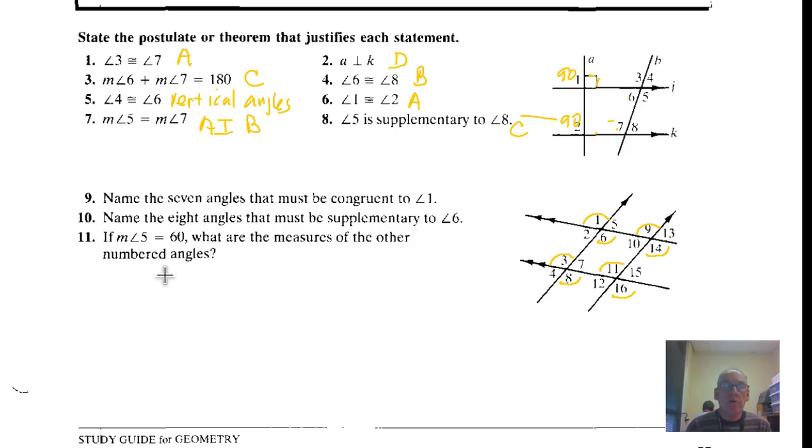So they want us to name those. So we'll do it down here. We've got angle 1 as our reference angle, but we don't have to really do number order, but try to do number order. We've got angle 3, angle 6 and angle 8.